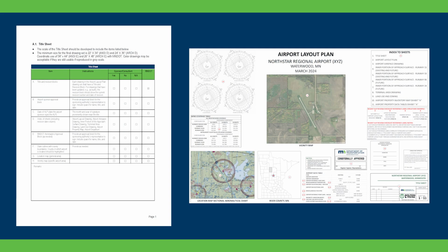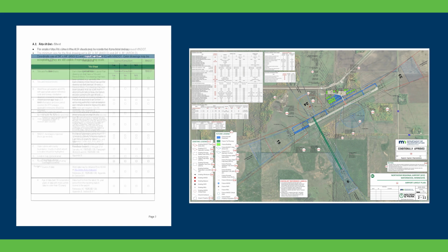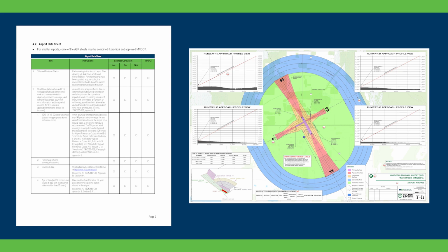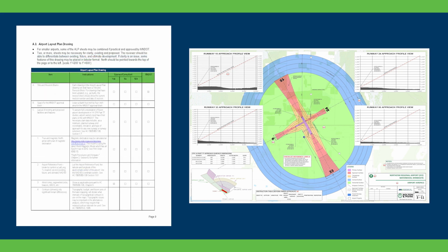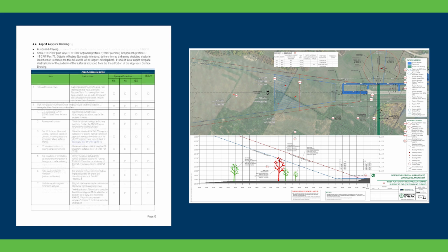In review, when preparing or updating your ALP, always start by carefully reviewing the MnDOT ALP checklist to ensure your drawing set is fully comprehensive. Use the alphanumeric reference labels to quickly navigate between sheets and required elements to make sure you haven't overlooked anything. Be sure to get MnDOT approval before deviating from the standard sheet structure and content.